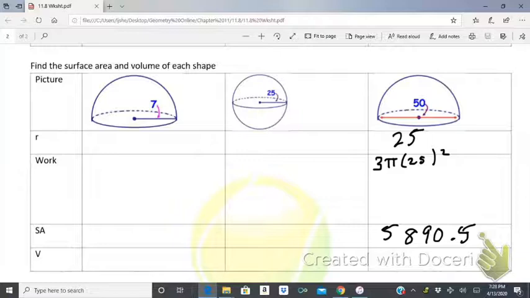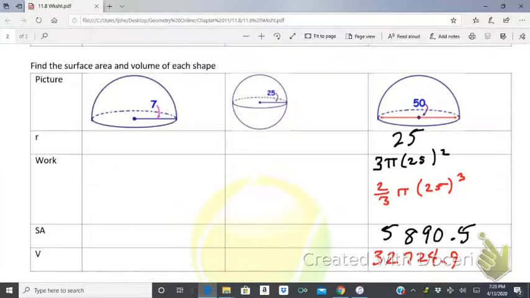Okay? Now the next one, if we do volume of a hemisphere, it's going to be 2/3 times pi times the radius cubed. Again, type it into your calculator and hit the enter button. It's 32,724.9. Okay? And that's it. So that's it for hemispheres.